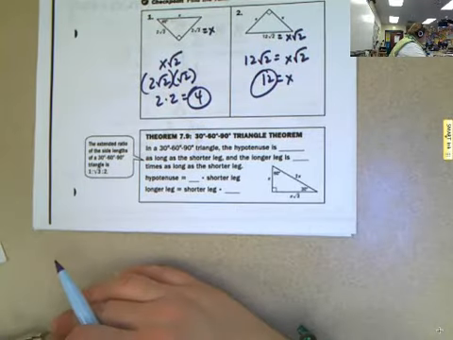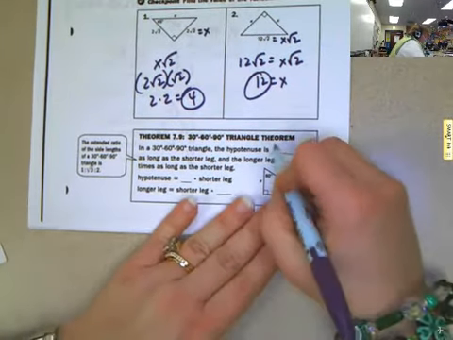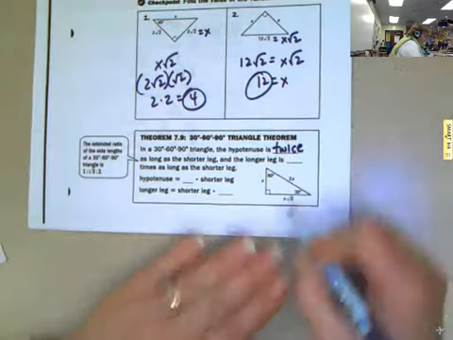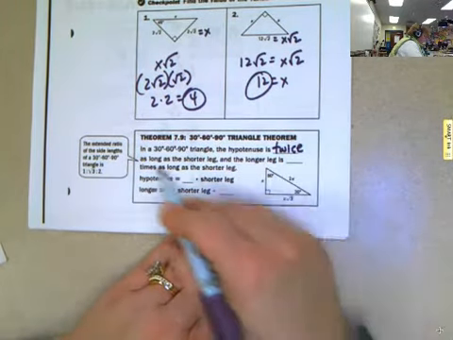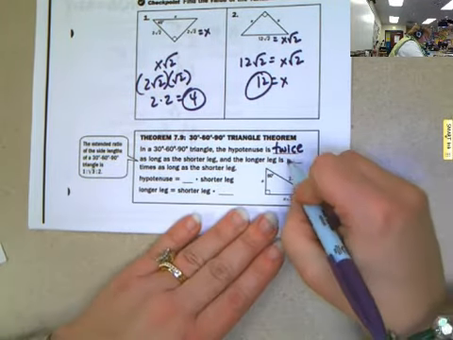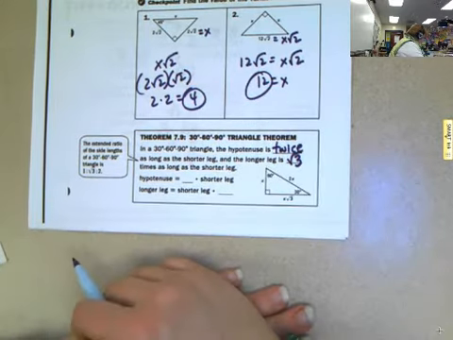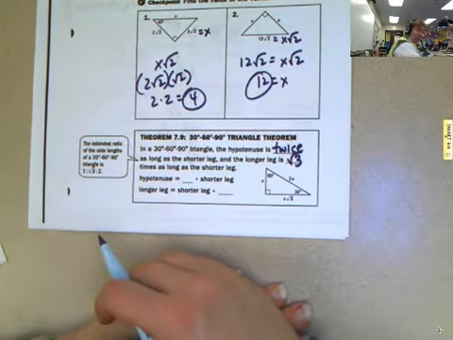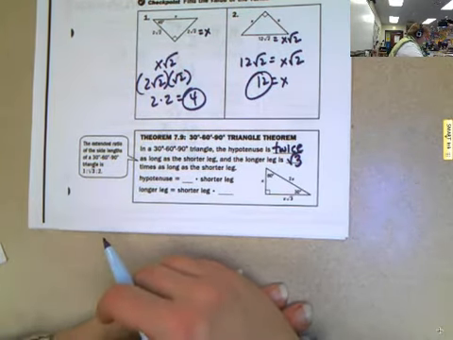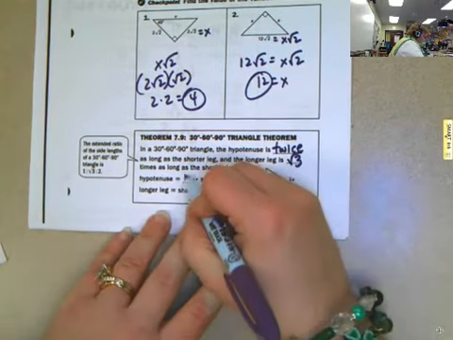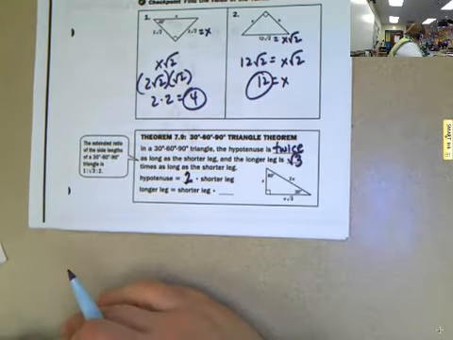Moving on to the 30, 60, 90, we know that the hypotenuse is twice as big because we have x and 2x as the shorter leg, and the longer leg is radical 3 times as big. Be careful with that. I know students get the radical 2 and the radical 3 mixed up, so you're going to have to make sure you do some studying or make some flashcards or something.